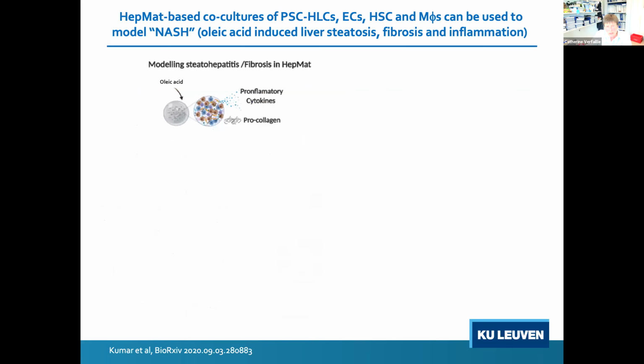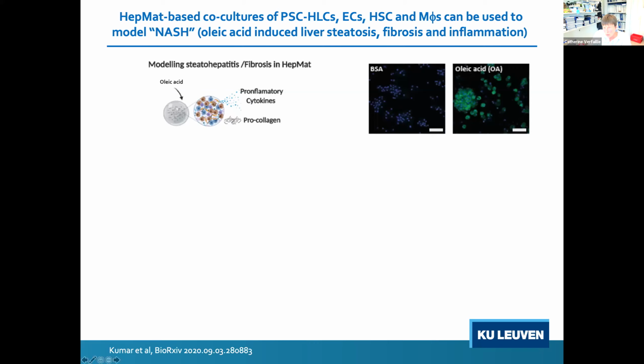So then to start testing the other components of the co-culture system, we did studies where we tried to model NASH. Essentially we took the HepMat co-culture systems or the HepMat monoculture systems and exposed them to oleic acid for 3 and for 7 days, and asked whether we could see liver steatosis, fibrosis and inflammation, and whether the co-culture is better than any of the monocultures.